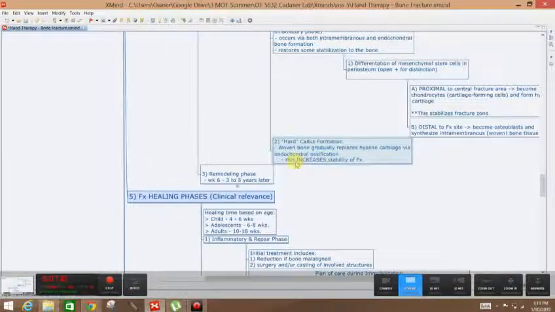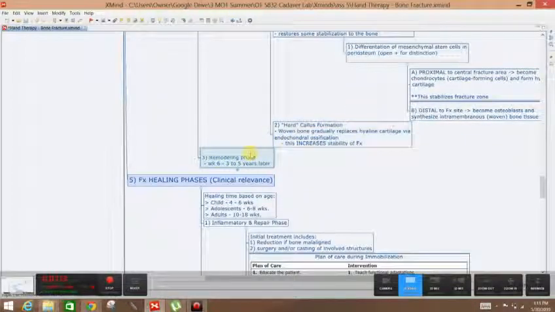And then the hard callus forms after the entirety of the soft callus forms, in which the woven bone gradually replaces the hyaline cartilage via endochondral ossification. Basically, the hyaline cartilage becomes woven bone. That greatly increases the stability of the fracture. And the third phase is the remodeling phase. It lasts 6 weeks to 3 to 5 years, and that's where the lamellar or trabecular bone replaces the woven bone to restore most of the original bone strength.